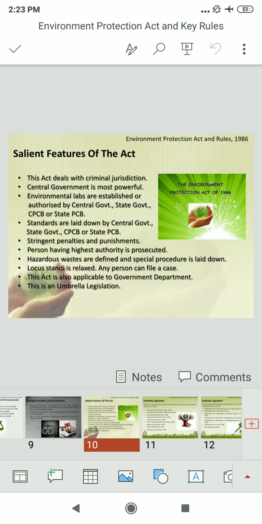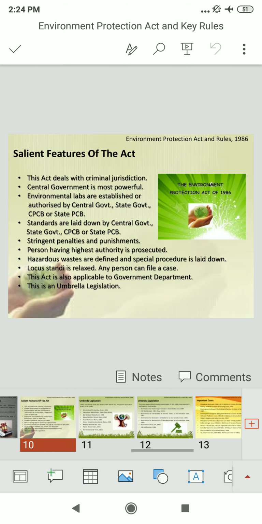The stringent penalties and punishments. The person having highest authority is prosecuted. Hazardous waste is defined and special procedure is laid down. Locus standi is relaxed, and the act is also applicable to government departments. This is an umbrella legislation.